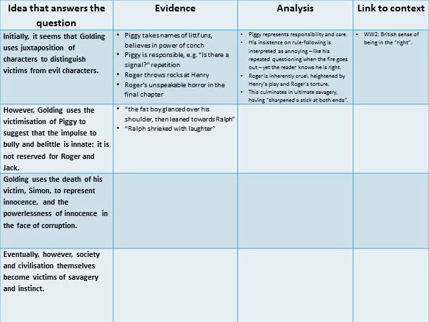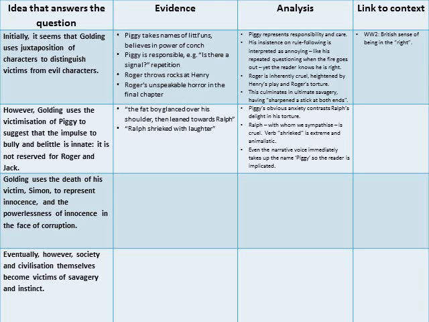So here I'm going to look at the moment when Piggy gets his name. So he confides in Ralph. The fat boy glanced over his shoulder, then leaned towards Ralph to tell him that his nickname in school was Piggy. And Ralph, rather than responding in a kind way, shrieked with laughter. So how can I analyse this?